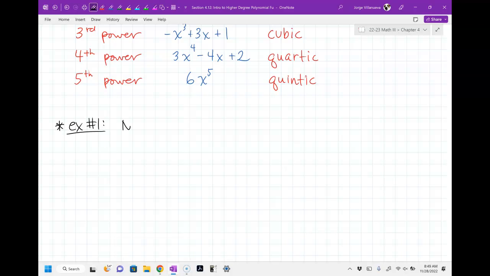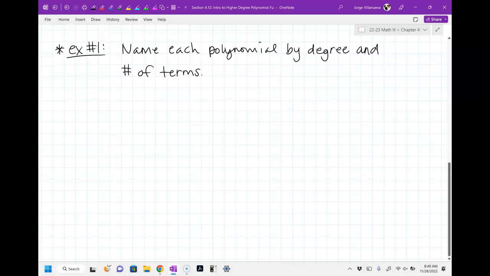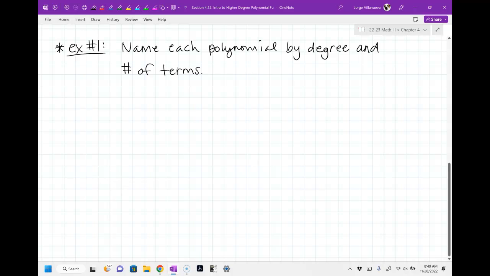So if you see a question like this, they're going to say name each polynomial by degree and number of terms. So you're going to have 6 questions that look like this with that instruction. Name each polynomial by degree and number of terms. And I'll just write a couple here.